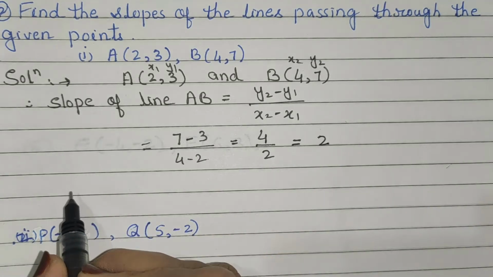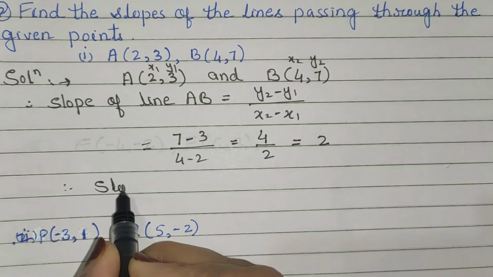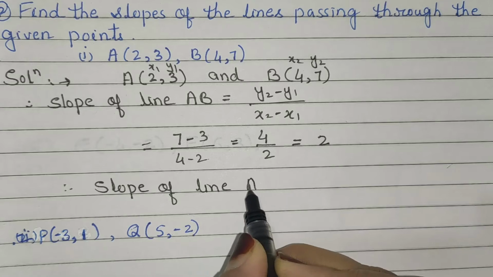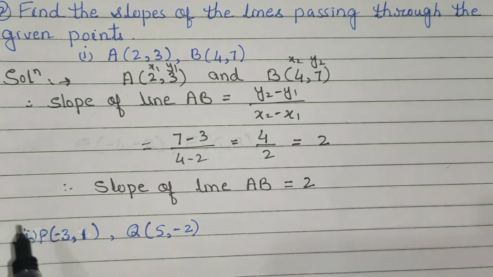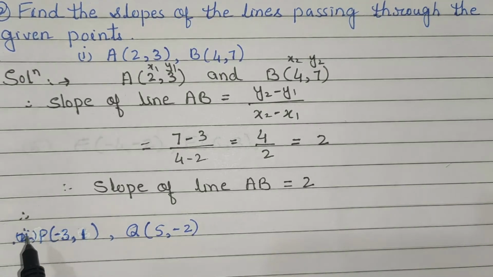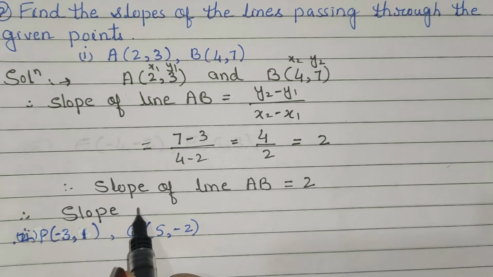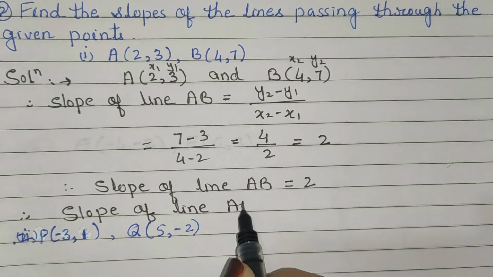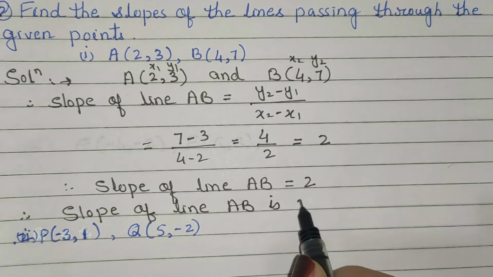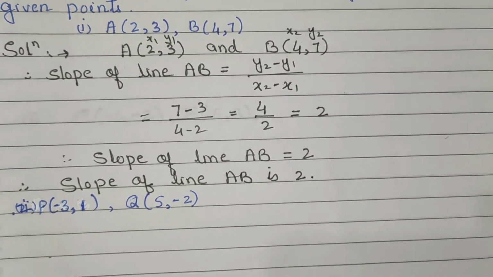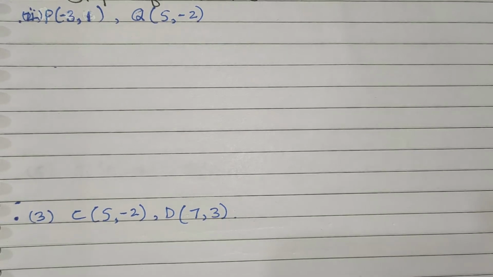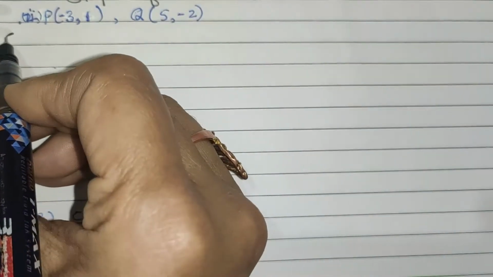Therefore, slope of line AB is 2. Now, next question is, find out the slope of line PQ. Now, write down the solution here.